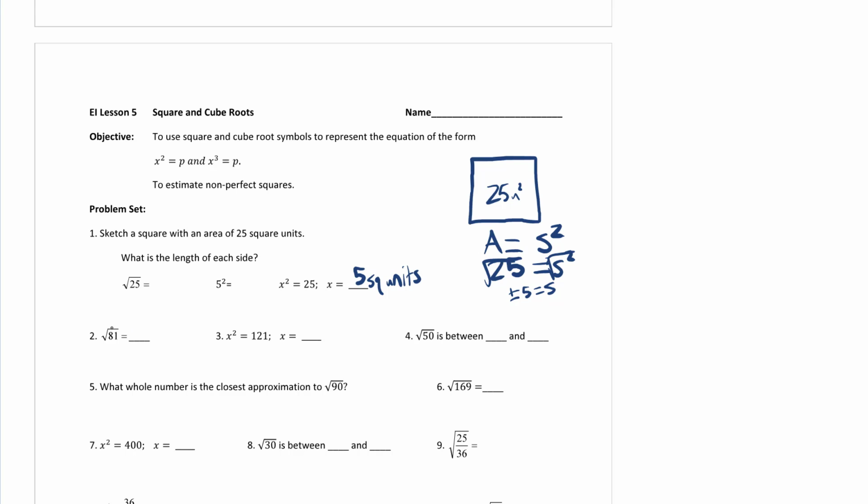Okay, looking at number 2, the square root of 81. There are two numbers, actually, that make that true. That is positive 9 and negative 9. Don't forget your plus or minus. Whenever there's a square root, there's going to be a plus or minus going on.